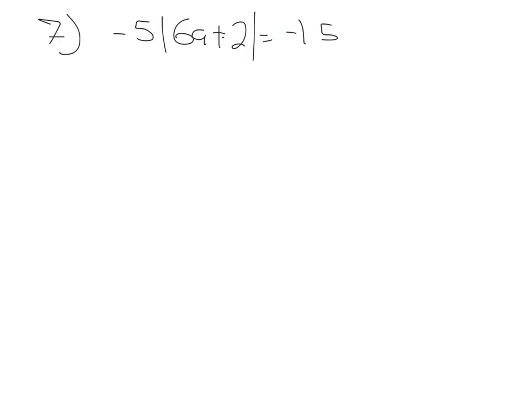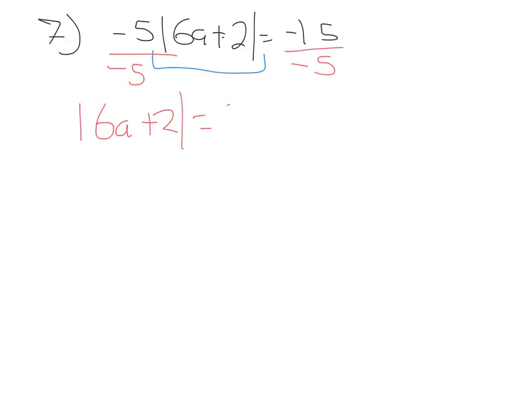All right, this is number 7 from 1-4 homework, the last email question that I had. You can see that it's not isolated, so I need to get rid of the -5. Since 5 next to an absolute value is like multiplying, I'm going to use the inverse. Divide both sides, and now I have the absolute value of 6a plus 2 is equal to a positive 3. That means I can no longer use the empty set. I'm going to solve both equations right now.